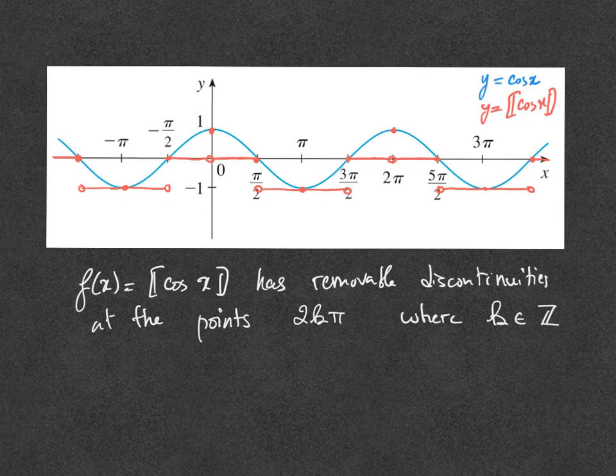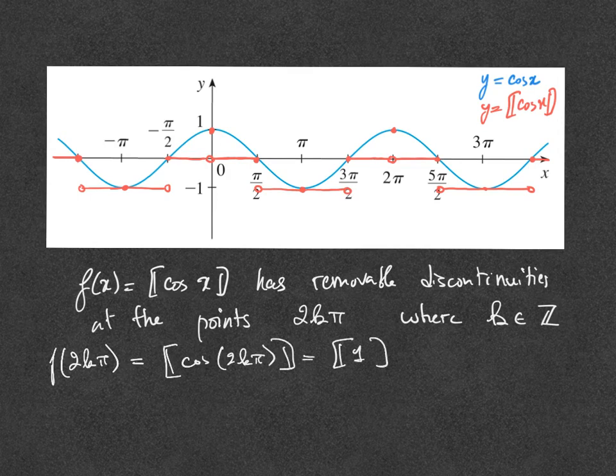More precisely, f of 2k pi is the floor function of cosine 2k pi, which is the floor function of 1, which is 1, and the limit of f of x when x approaches 2k pi, and in this case cosine x approaches 1, of course from the left, the floor function of cosine x is 0 and is not equal to f of 2k pi, which explains the removable discontinuity.